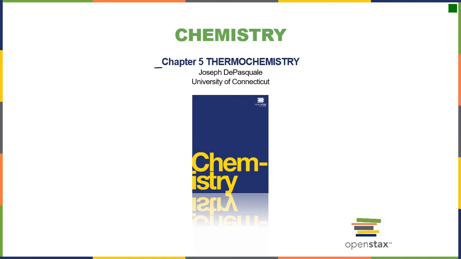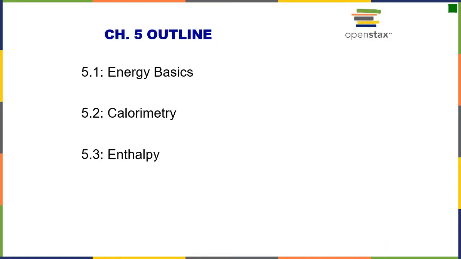All right, let's talk about Chapter 5, thermochemistry. We're looking at energy involved in chemistry. So we're going to talk about basics of energy, what we mean by energy, what are the units involved. We're going to talk about calorimetry, which is where we go to the lab and we actually measure heat lost and heat gained. And then we're going to look at enthalpy. And enthalpy allows us to get out of the lab, look at values that are tabulated, and calculate energy with these tabulated values. So, three topics: energy basics, calorimetry, and enthalpy.